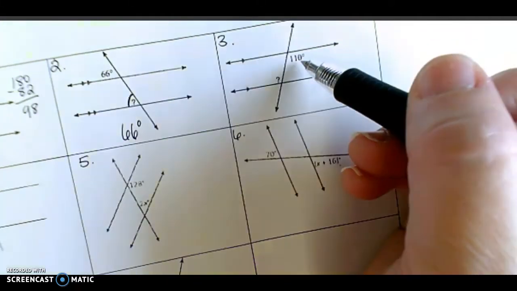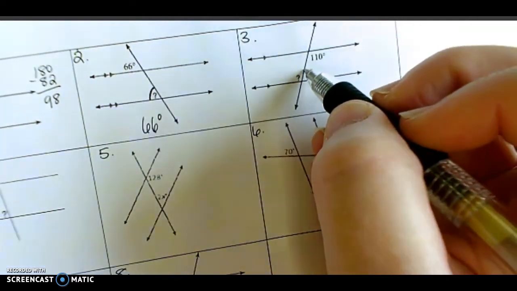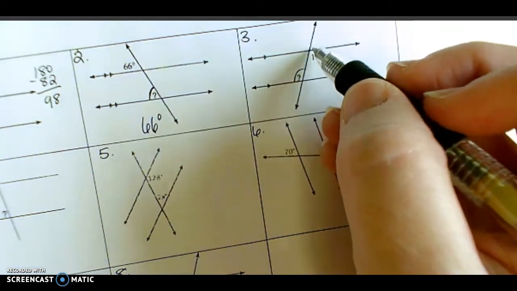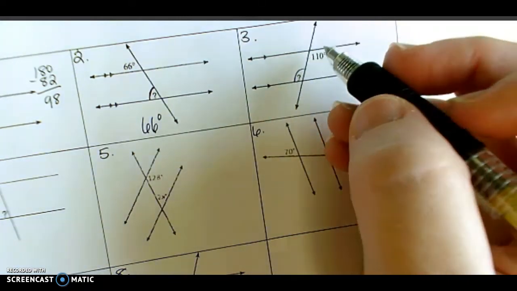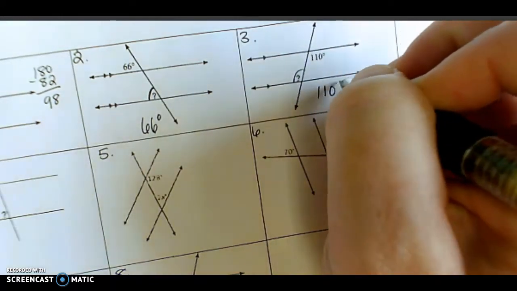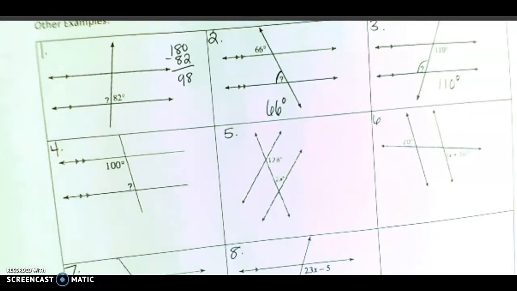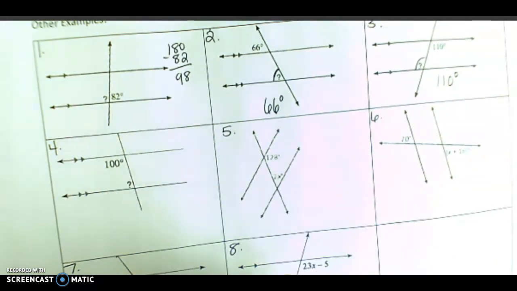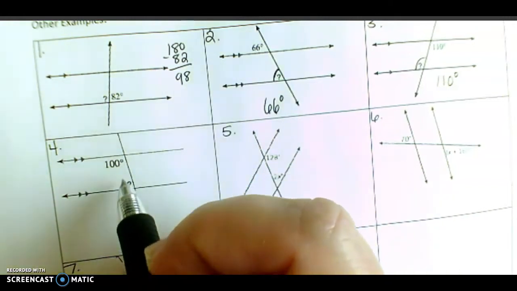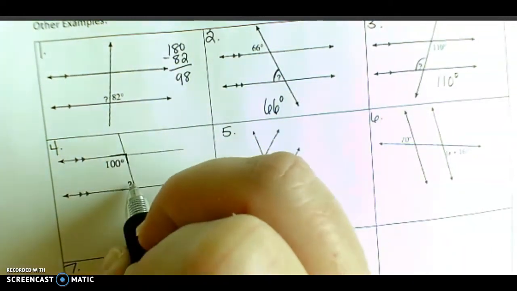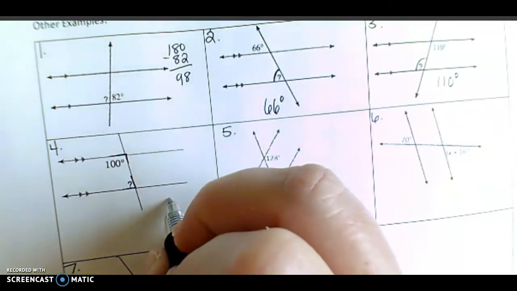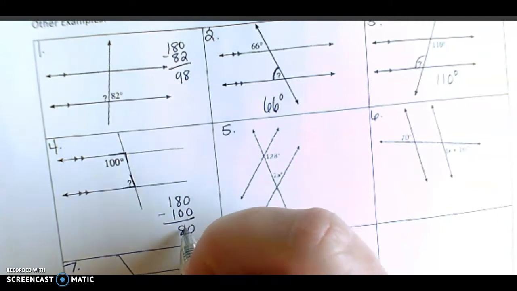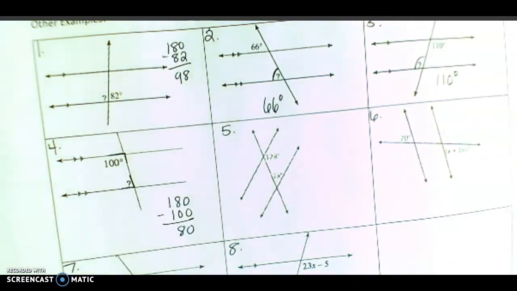Number 3, this is 110. I'm looking for this angle. Those two angles are alternate interior angles, but also they're both big. Because they're big and both alternate interior, they're congruent, so 110 is my answer there. Number 4, these two angles are same side interior angles. And because they're same side interior, and this one's big and this one's little, I know that these two angles add up to 180, so I'm going to subtract 100 from 180. I get 80, so 80 is the angle I'm looking for.